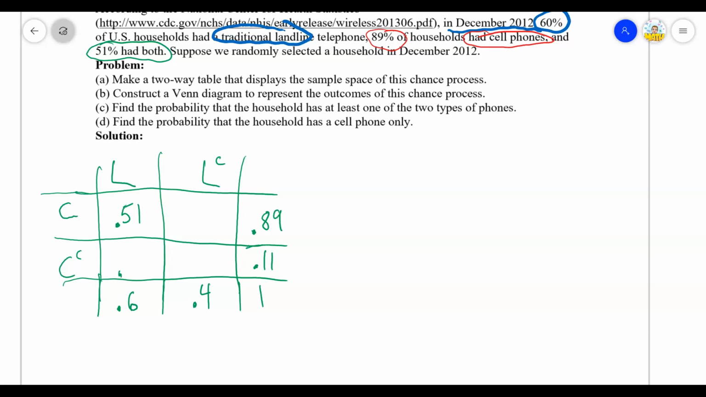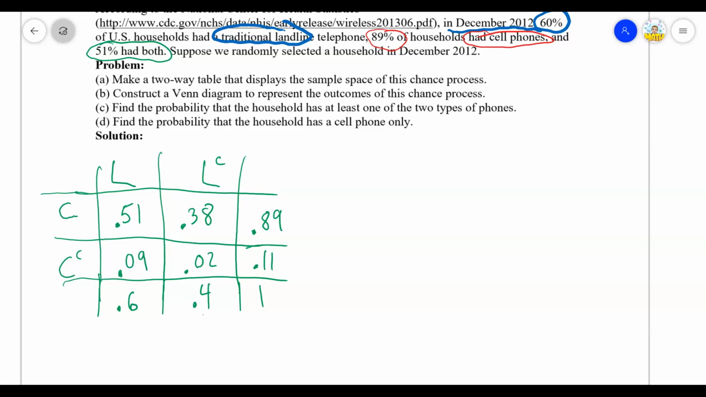60% minus 51% means that 9% live here. These are people that have a landline and don't have a cell phone. Then we have 89 minus 51, that's 38%, 0.38, right? 51 plus 38 gives me 89. They have to add up. So these people here have a cell phone, but they do not have a landline. And then finally, there would be 2% that don't have either, 0.02, right? 40% minus 0.38, or 0.4 minus 0.38, would be 0.02.